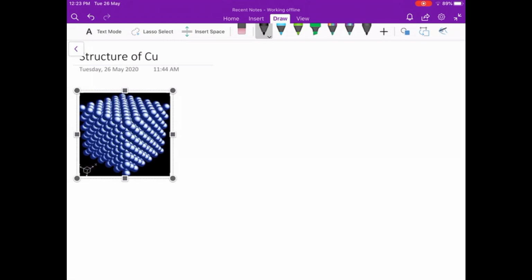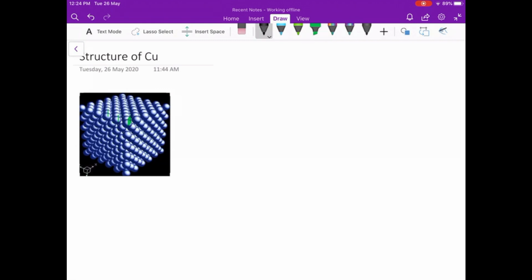Let's now see the structure of copper. Unlike sodium chloride, the copper unit cell is made of similar kinds of atoms, all of them copper. In sodium chloride there were two kinds of ions, sodium ion and chloride ion, but in copper only one kind of atom is present, and that is copper. All the dots, the balls that you see there, are nothing but copper atoms.